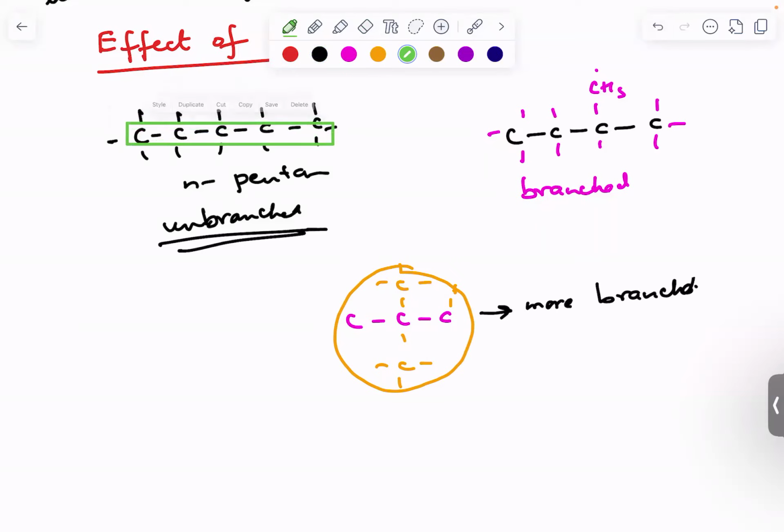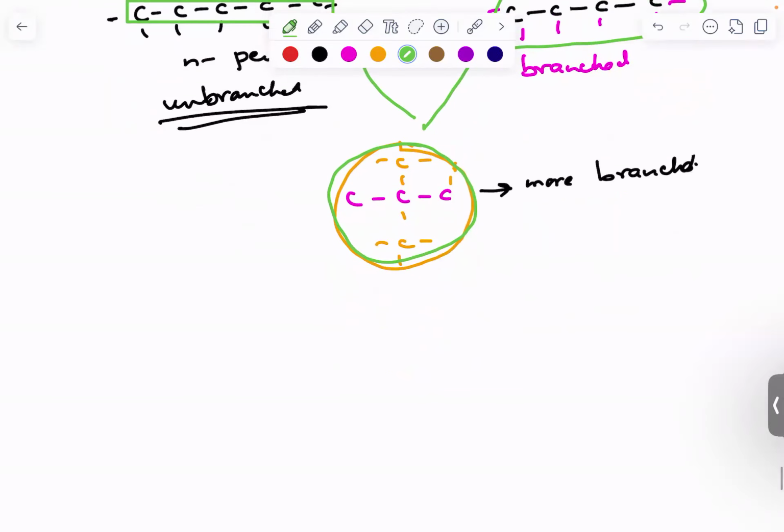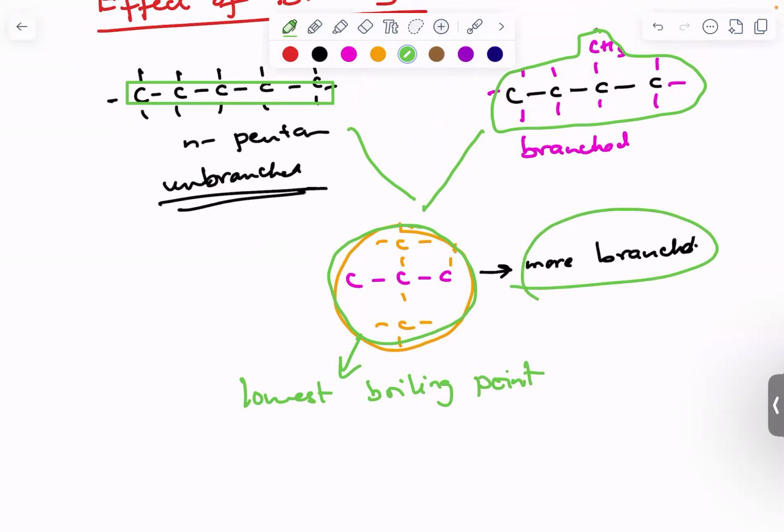And this is branched somewhat, but still it is not spherical. Look, this is not spherical. This is spherical, yeah. And this is one and the same thing. These are the isomers, right? So what I'm trying to tell you is that alkanes with branch chains, which would have the lowest boiling point? This is going to have the lowest boiling point. And why? Because it is extremely branched.